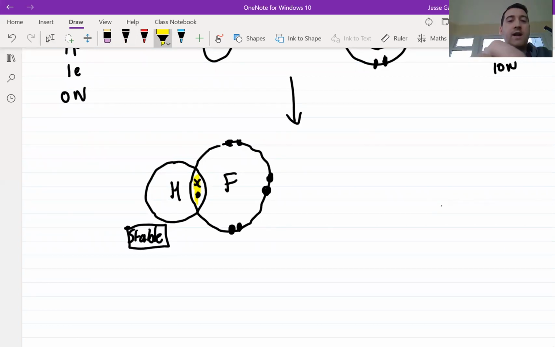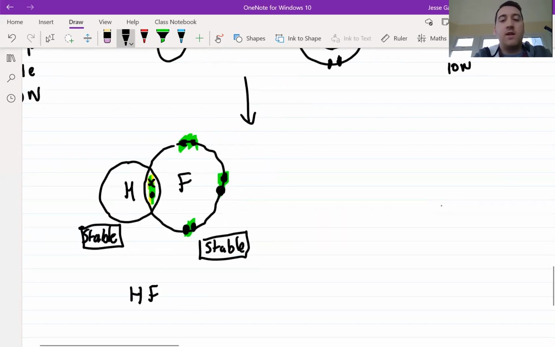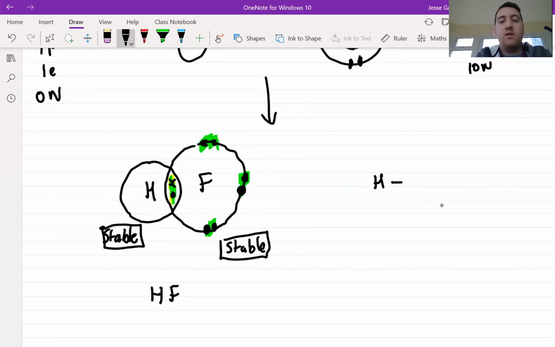Fluorine, well, it has a share of these 2, but it's also got 2, 4, 6 of its own. That's a total of 8. That means it's got a full second shell. Fluorine is also stable. So this here is the compound hydrogen fluoride, like that. Sometimes you will see this written like this, H-F. Okay, this is just a different way of drawing the same thing, where the dash means a covalent bond, a shared pair of electrons.